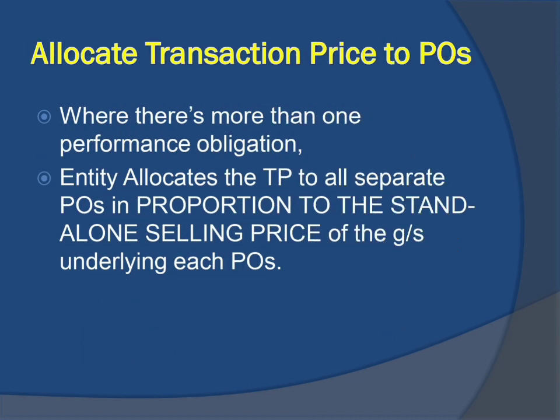Coming to the fourth step, allocating the transaction price to performance obligations. This is a small step where a contract contains more than one distinct performance obligation. A company allocates the transaction price to all separate performance obligations in proportion to the standalone selling price of the goods or services underlying each performance obligation.